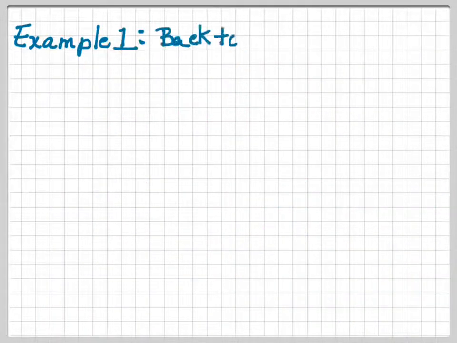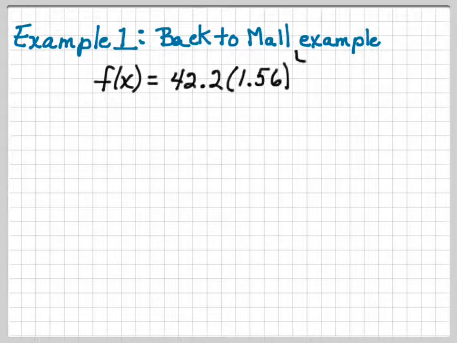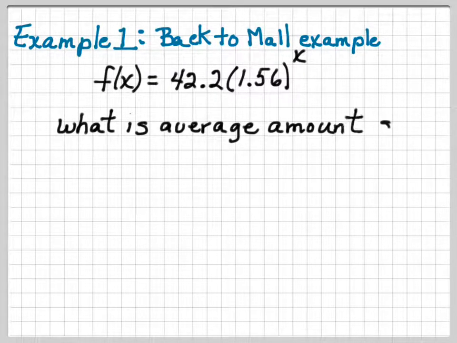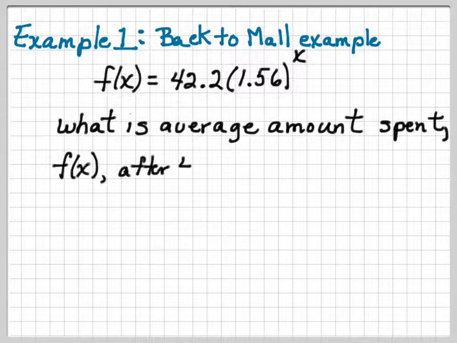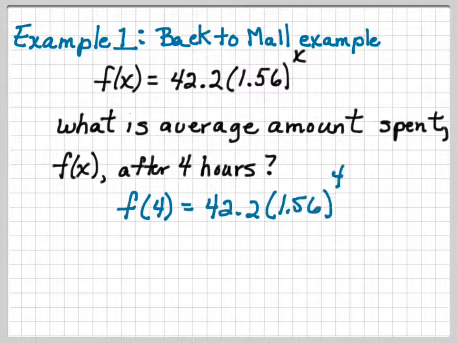All right, let's take a look at an example. Let's go back to the mall example. And this was the exponential function that modeled how much money you would spend at the mall based on how many hours you were there. Okay, what is the average amount spent, which would be f of x, after 4 hours? Well, we're going to substitute x for 4. So we'll have f of 4 equals 42.2 times 1.56 raised to the 4th power.